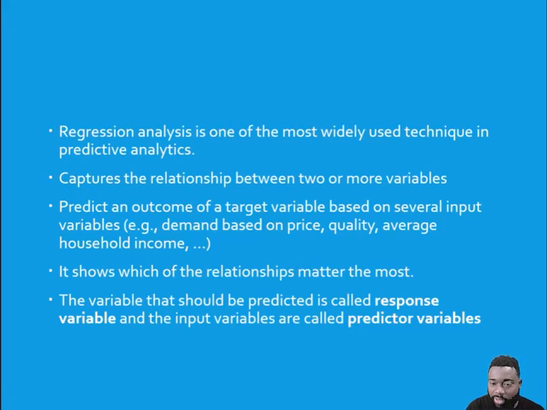The two kinds of variables that we have in regression are the response variable, which is also known as the dependent variable. This is what you're trying to predict. An example would be the lemonade sales. And then we also have the predictor variable, which is also referred to as the independent variable. These are the things that might affect the result. Examples would be price, temperature, and day of the week.